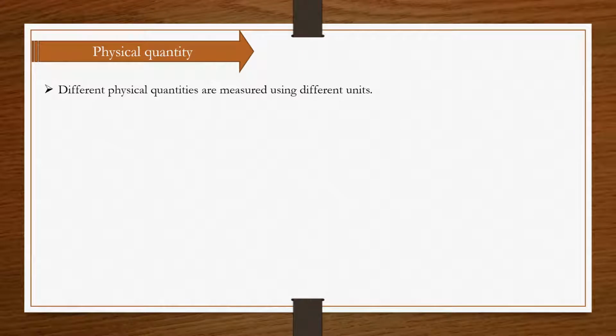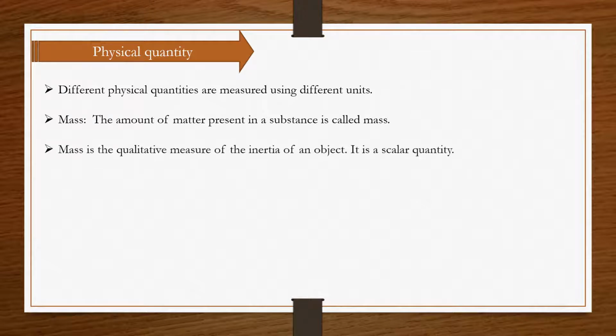The amount of matter present in a substance is called mass. Matter has a natural tendency to resist a change in its state, which is called inertia. And mass is the quantitative measure of the inertia of an object. The larger the mass, the greater is the inertia. Mass is a scalar quantity. It does not change from place to place anywhere in the world.